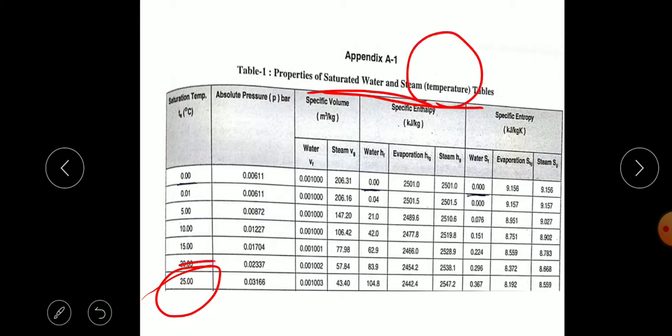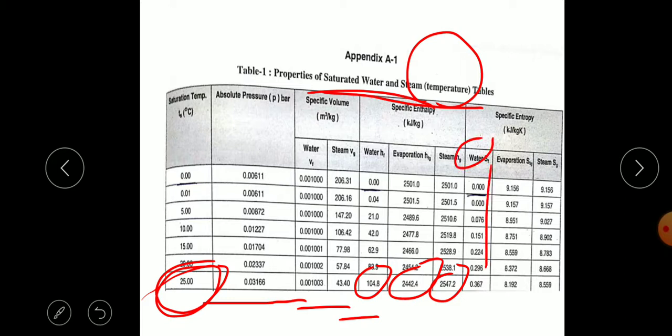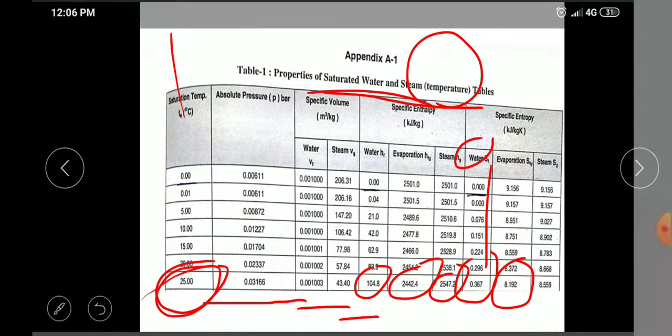Corresponding to 25 degrees, we can find vf 0.001, vg 43, hf 104, the liquid enthalpy, hfg 2400 and hg as 2547. Similarly, we can find the entropy, sf 0.367, sfg as 8.19. So if the temperature is given, we use these properties.